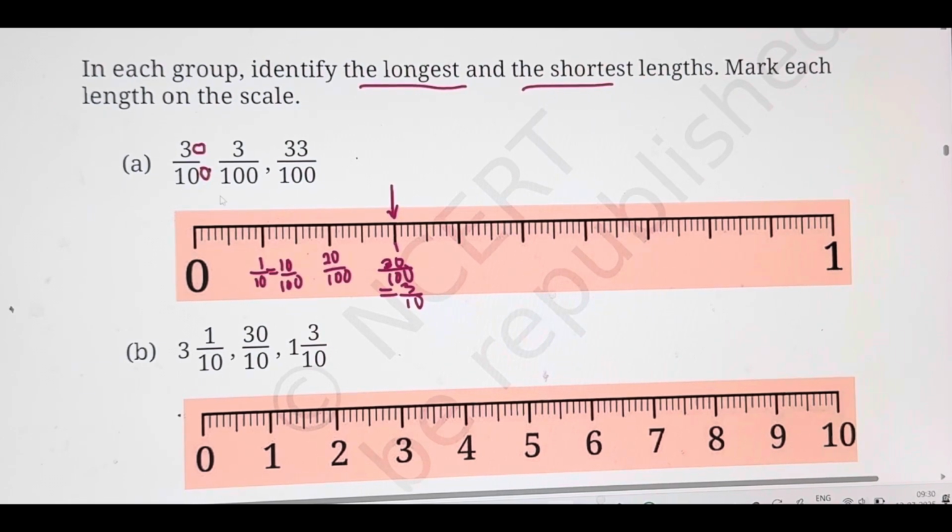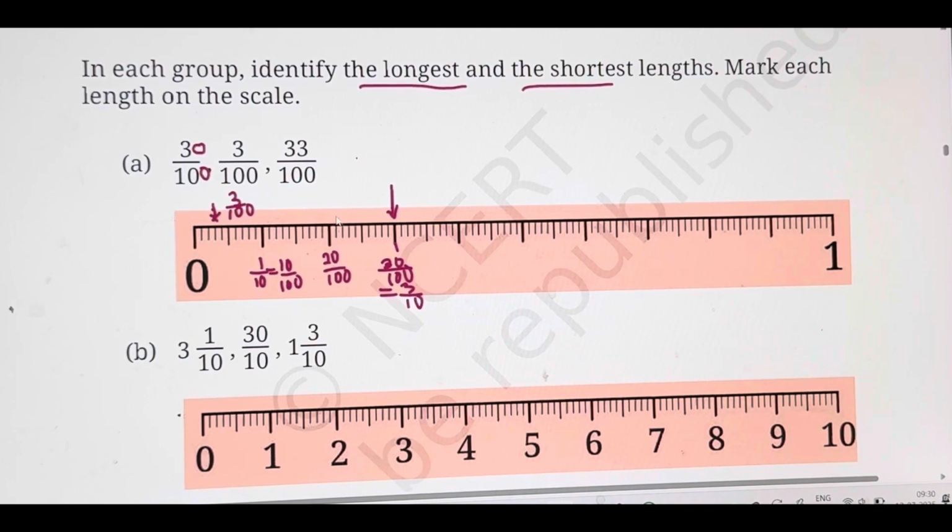Then it is 3 upon 100. So 3 upon 100 means 1, 2, 3, the third line. Okay, so this is 3 upon 100, the third line. Let me just clear it once again. This is the third line, 3 upon 100.